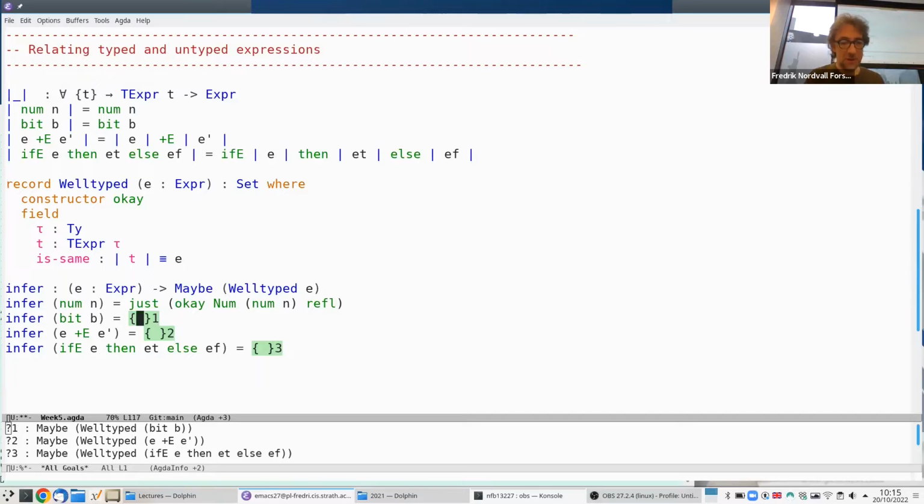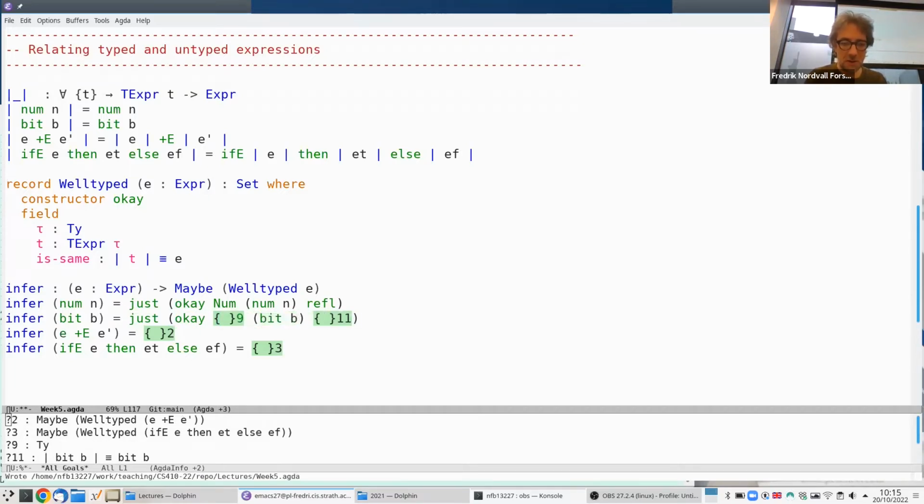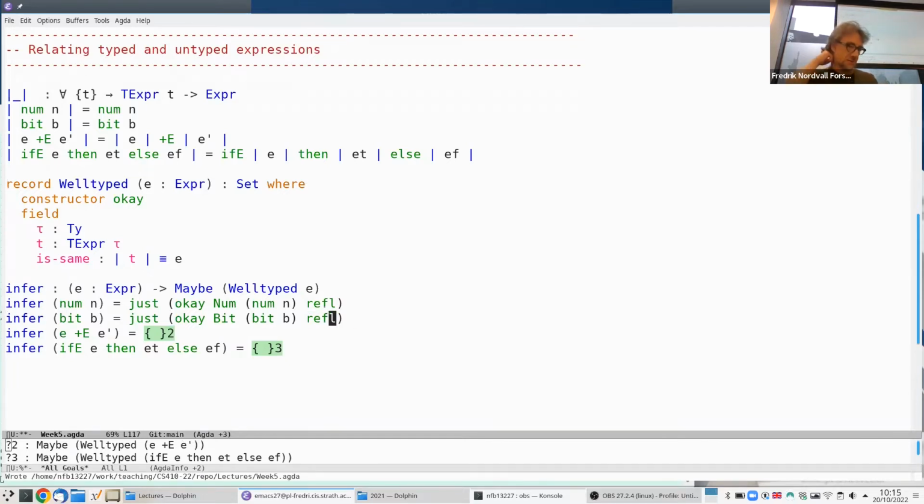Okay, bit B, same story, right? We say bit B here, and then we do solve constraints. Okay. So far, so good.